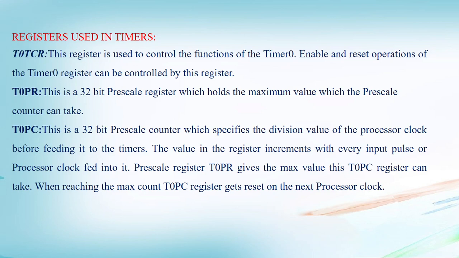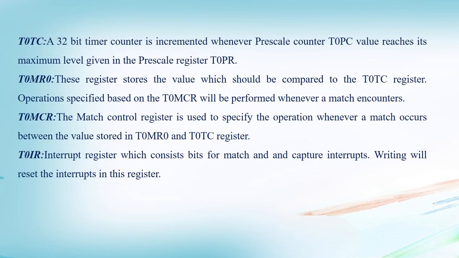The value in the register increments with every input pulse or PCLK fed into it. Prescaler register T0PR gives the maximum value this T0PC register can take, and on reaching the maximum count, T0PC gets reset on the next processor clock. Next T0TC, the timer counter register. This register is 32-bit long, and is incremented whenever the prescale counter T0PC value reaches its maximum value given in the prescale register T0PR.